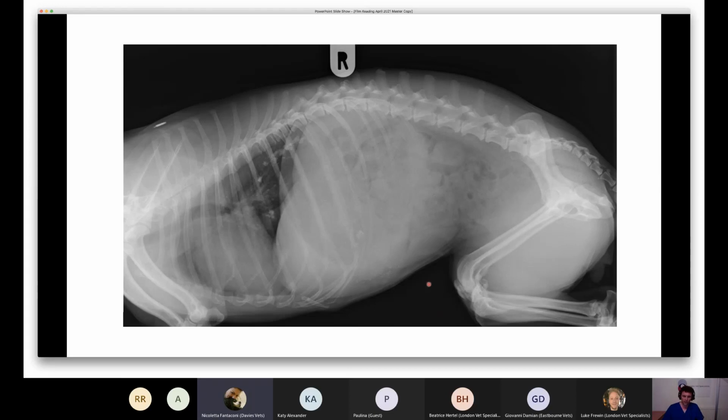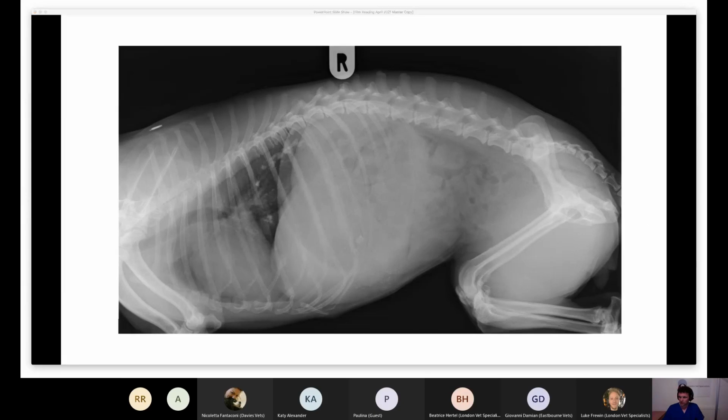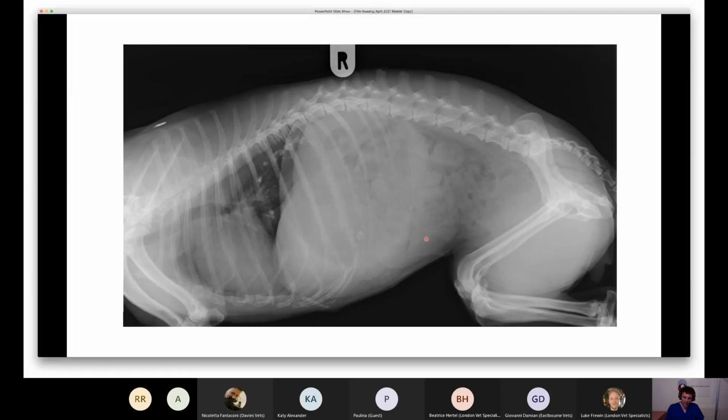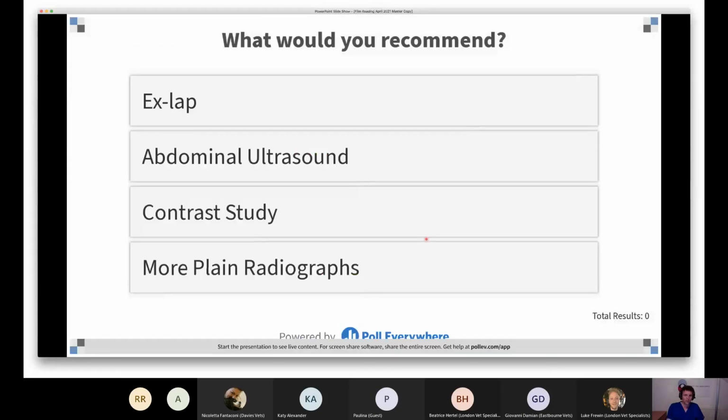Yeah, it's certainly possible. So I think at that point, good job, Nicoletta. I agree with all of the changes that you've described, and a really nice description. So what I'd like to do now is open up the floor via the poll, and let's see what people think that we should do next.